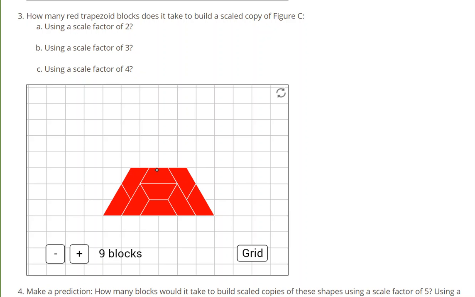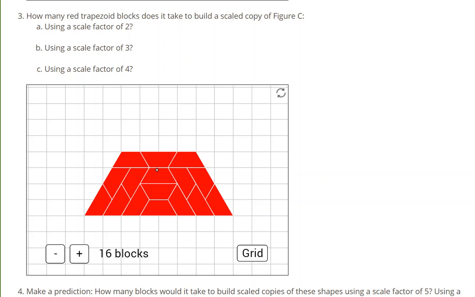And for a scale factor of 4, we're just going to continue adding blocks. So it was originally 2 blocks wide. So if it's a scale factor of 4, then it should be 2 times 4 is 8. 1, 2, 3, 4, 5, 6, 7, 8. It's now 8 along the base, and it took us 16 trapezoids in order to build that.